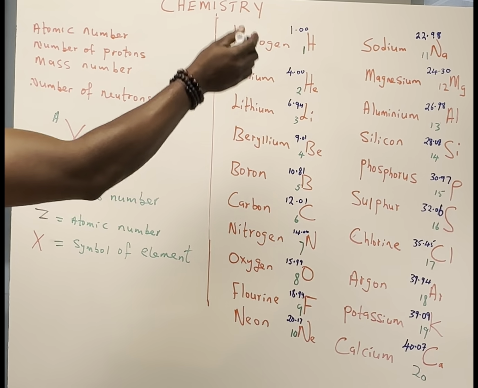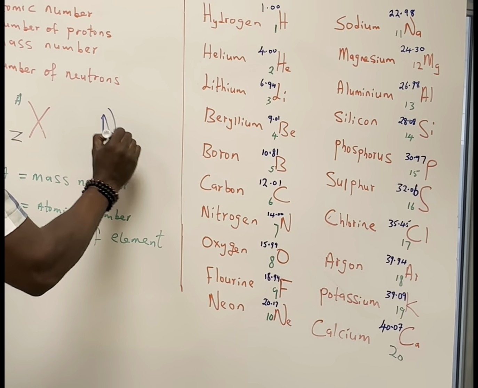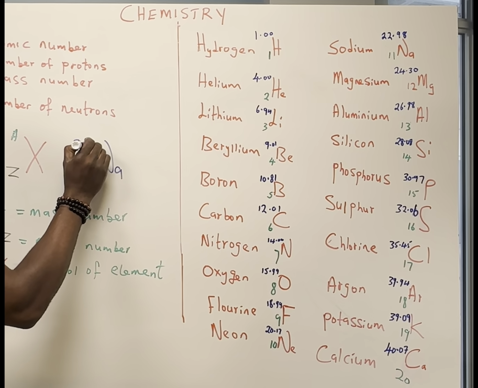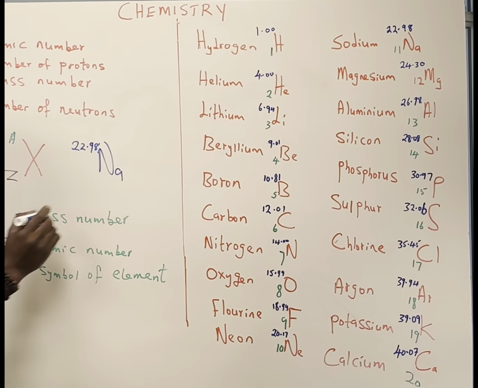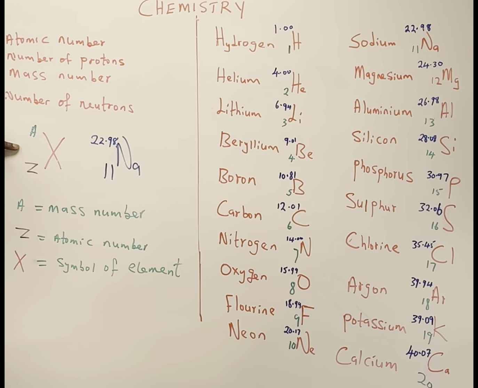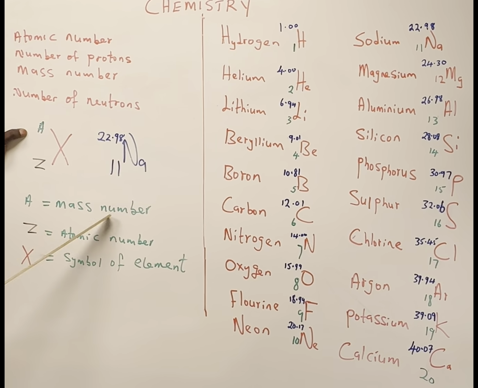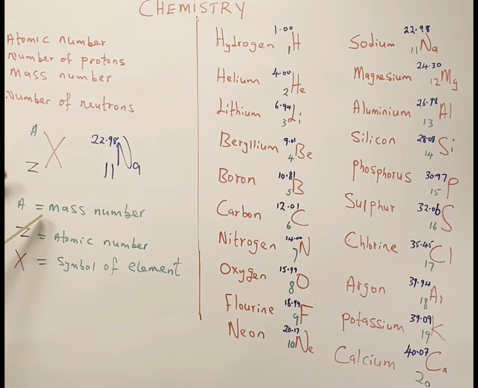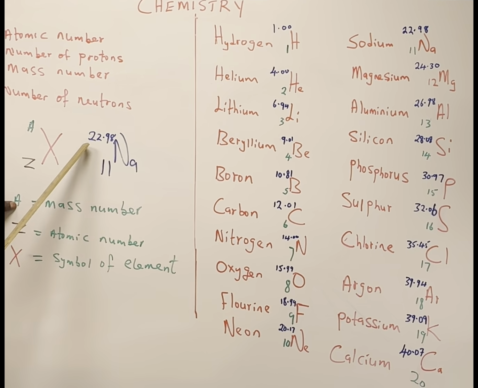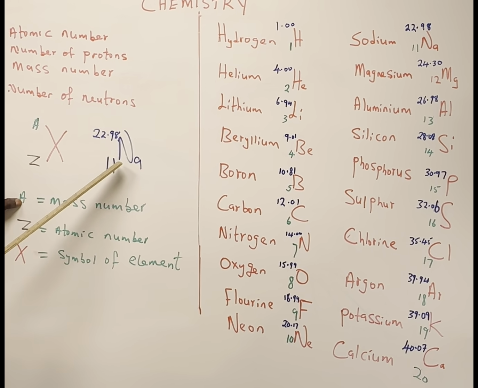while the X represents the symbol of that particular element you're looking at. So for example, let's use sodium. Now look at sodium. You have 22.98, then you have 11 here. Looking at this, you can identify the mass number. So what is the mass number of sodium? The mass number of sodium is 22.98. Some approximate it to 23, but let's keep it at 22.98. That's the mass number of sodium.